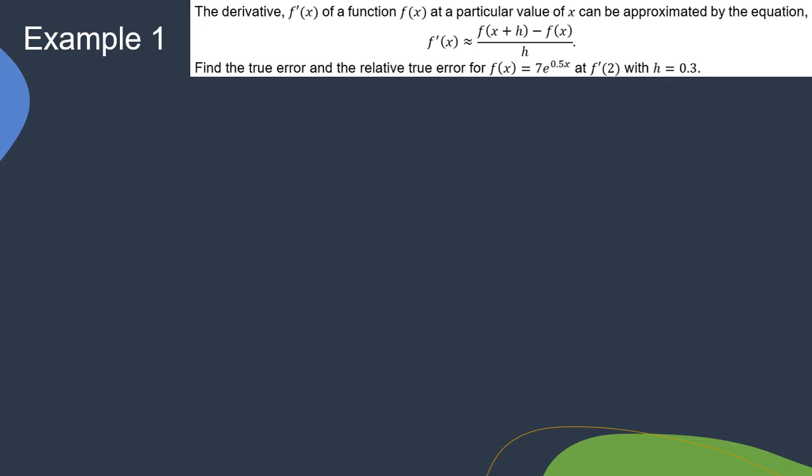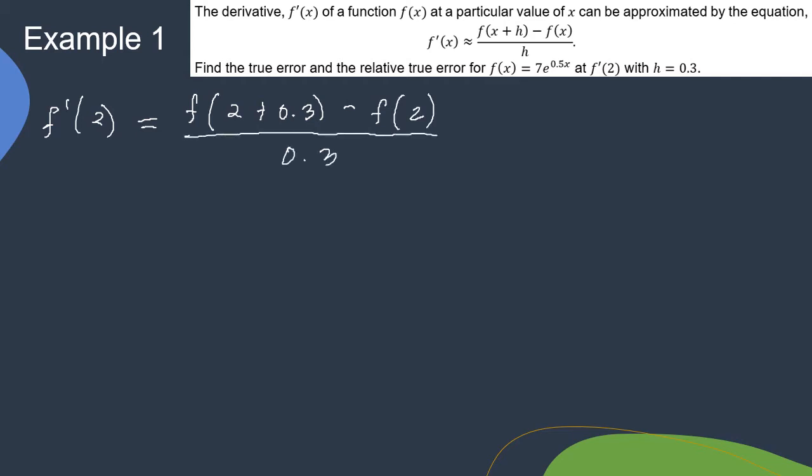The approximate value of the function at f prime of 2 is f prime of 2 is equal to f of 2, which is your x, plus 0.3, which is your h, minus f of 2 divided by 0.3. This is now equal to f of 2 plus 0.3, we have 2.3. Then minus f of 2 divided by 0.3.